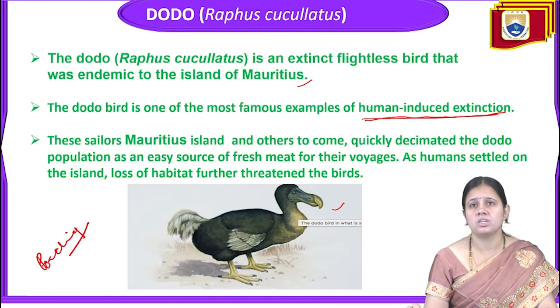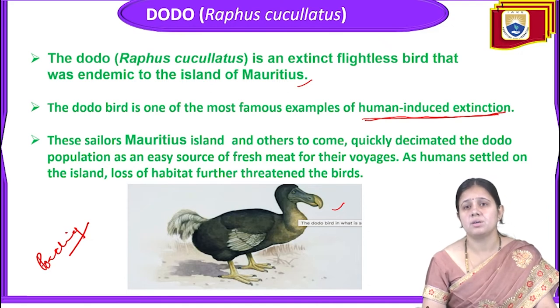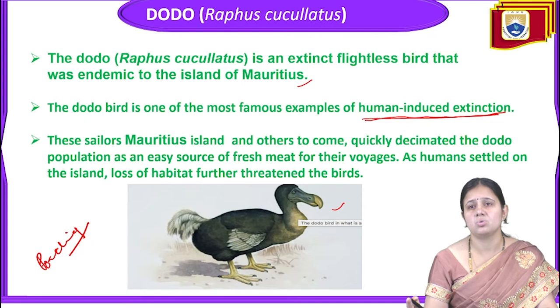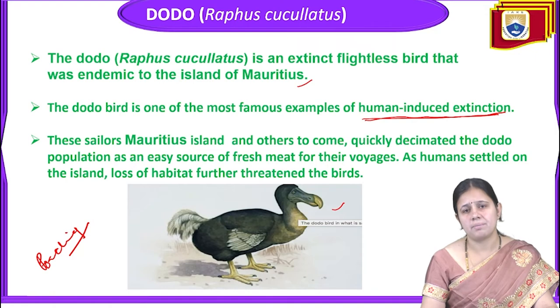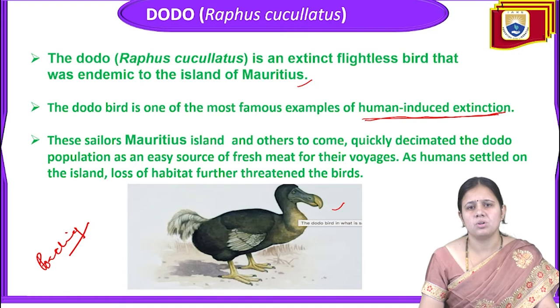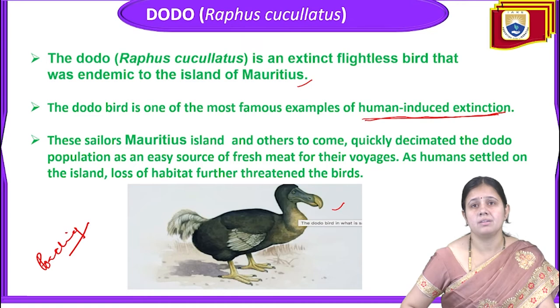This extinction of the dodo is caused by human behavior only, because this is a flightless bird, and humans used this bird as an easy source of meat. When humans settled on that island, there was also some loss of habitat. They introduced new species of pigs, cows, animals, and birds with them also. So due to the introduction of new species and the destruction of its habitat, this bird is extinct today. The dodo is not present anywhere in the world, and it was endemic to Mauritius Island only.